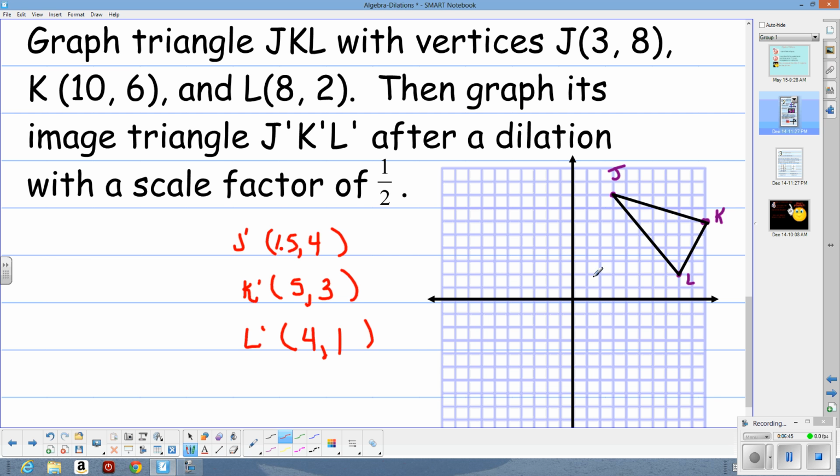So J prime is going to be at 1.5, 4, which means we're going to go 1.5 units to the right and then up 4. And we're going to label that J prime. K prime is going to be at 5, 3. So to the right 5 and up 3. Again, that's K prime. And then L prime is at 4, 1.